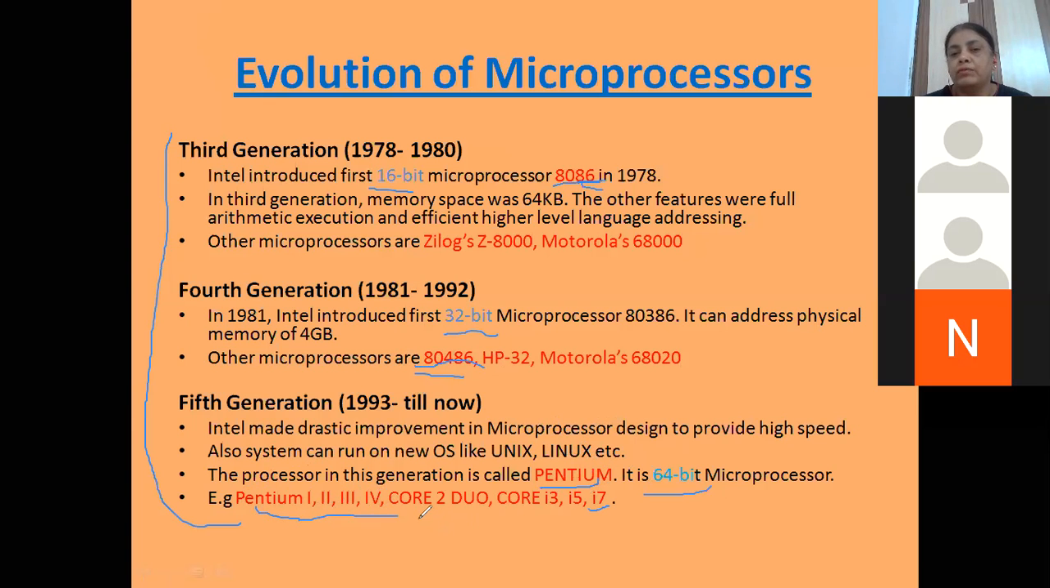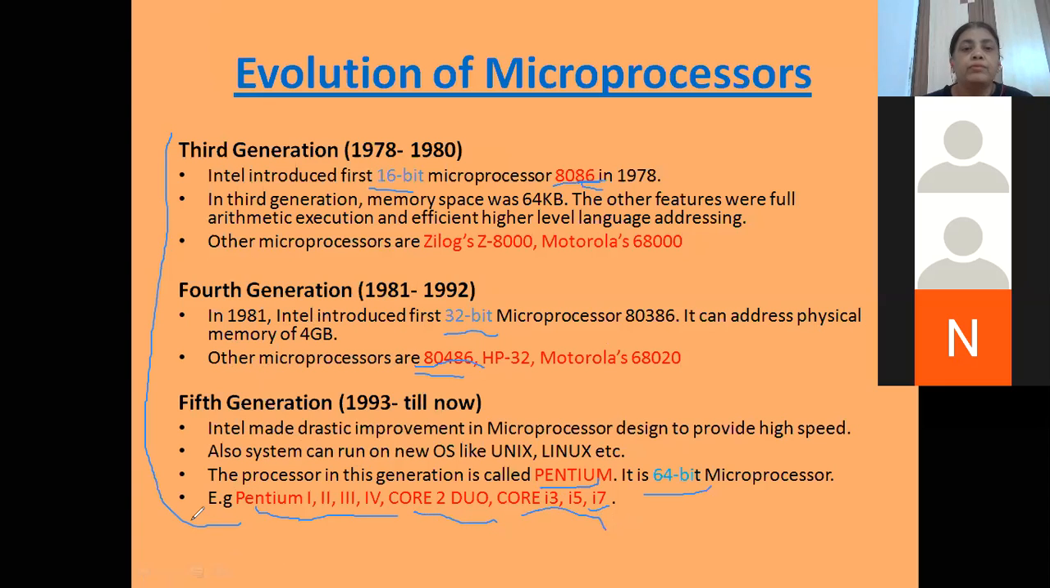Then afterwards, Intel designed Core 2 Duo. Now we have Core i3, i5, i7 processors. So till now we are in the era of the fifth generation. So these are the five generations which you need to write in your exam when this question is there.